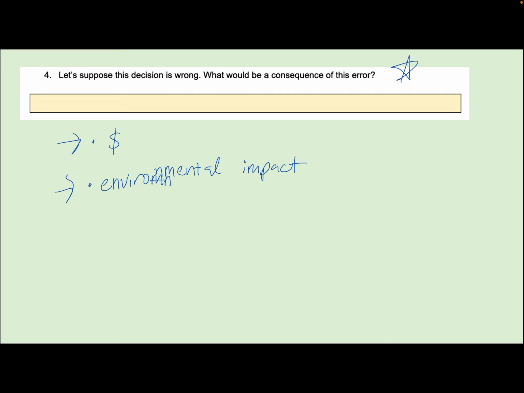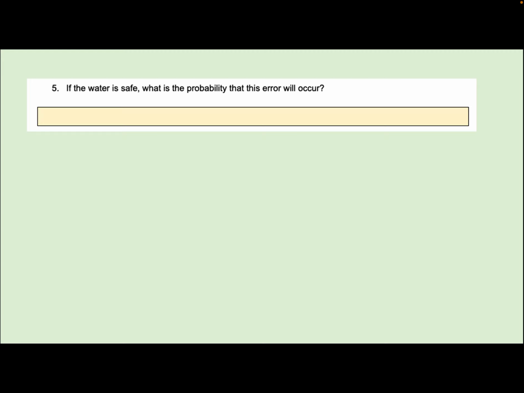All right, for question 5. If the water is actually safe, what is the probability that this error will occur? And I'm just going to tell you that this type of error is always just equal to your alpha level. So it's going to be 5%. We'll put that in our notes in a little bit. All right, I want you to try questions 6 and 7 and 8. And then when you're ready to go over those, hit play.